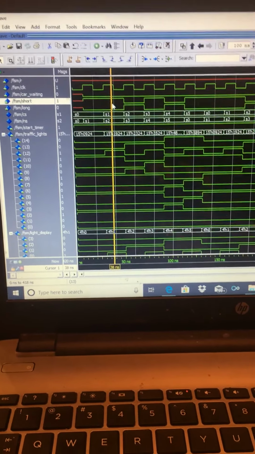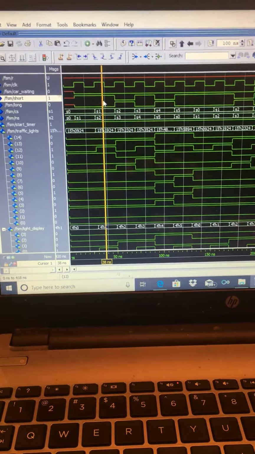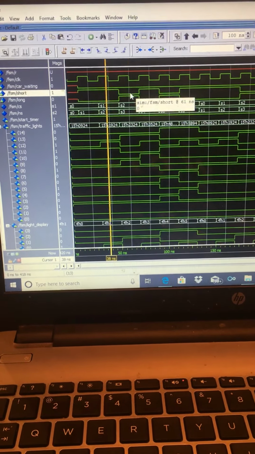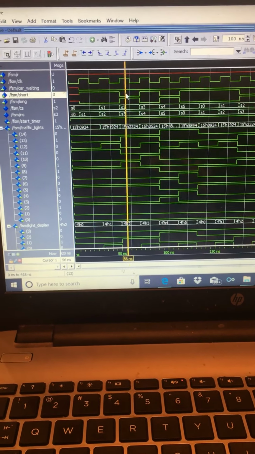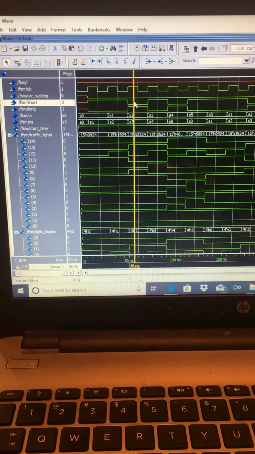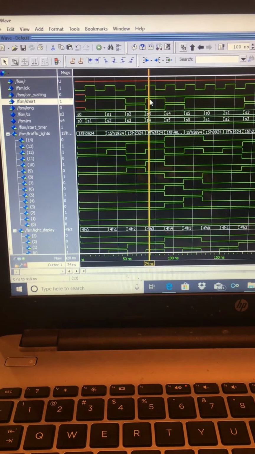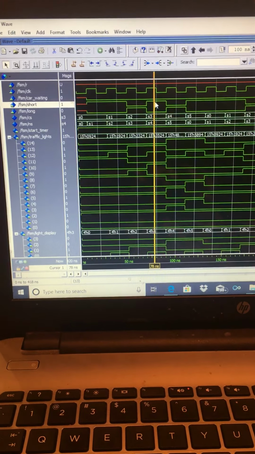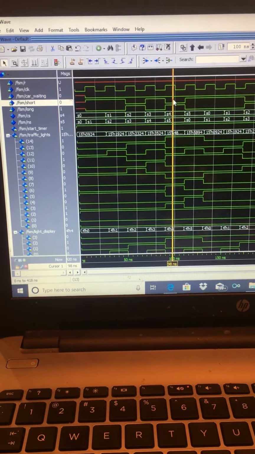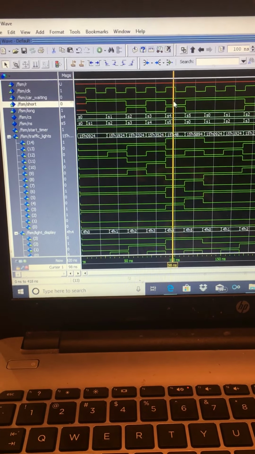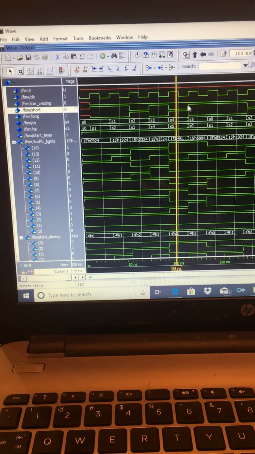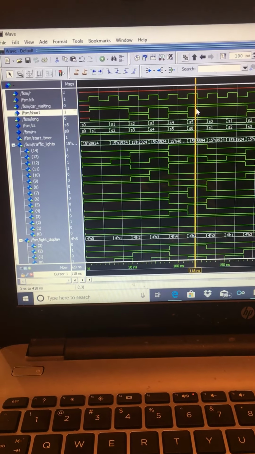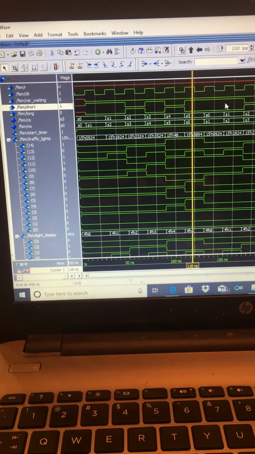At the next rising edge, with the short time interval reached in state 1, the next state is state 2. At the next rising edge, with the long interval reached, the next state is state 3. And at the next rising edge, with the short timer interval reached, the next state is state 4. At the next rising edge, with the long time interval reached, the next state is state 5. At the next rising edge, with the short time interval reached, the next state is state 0.